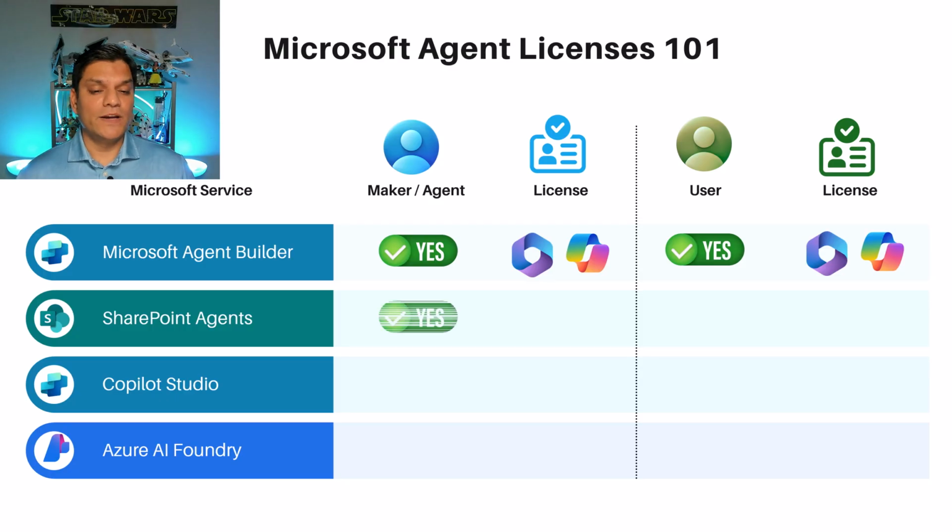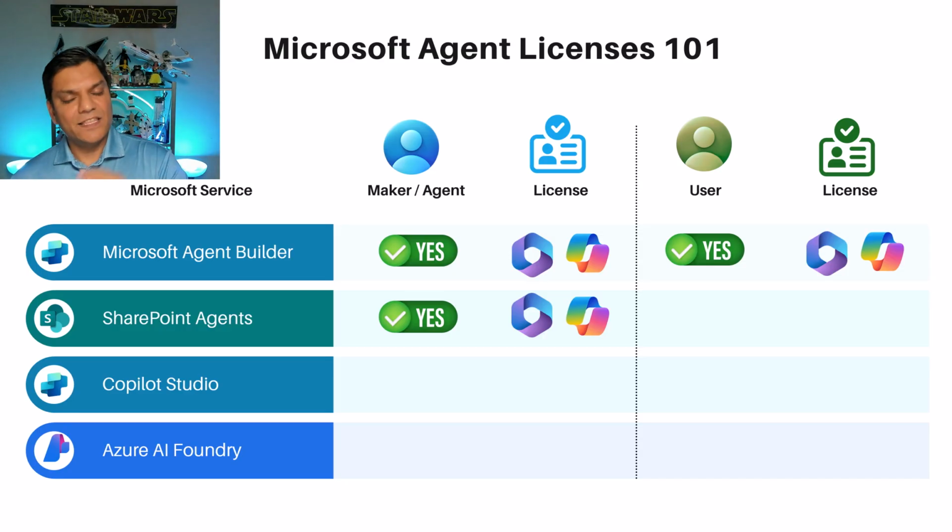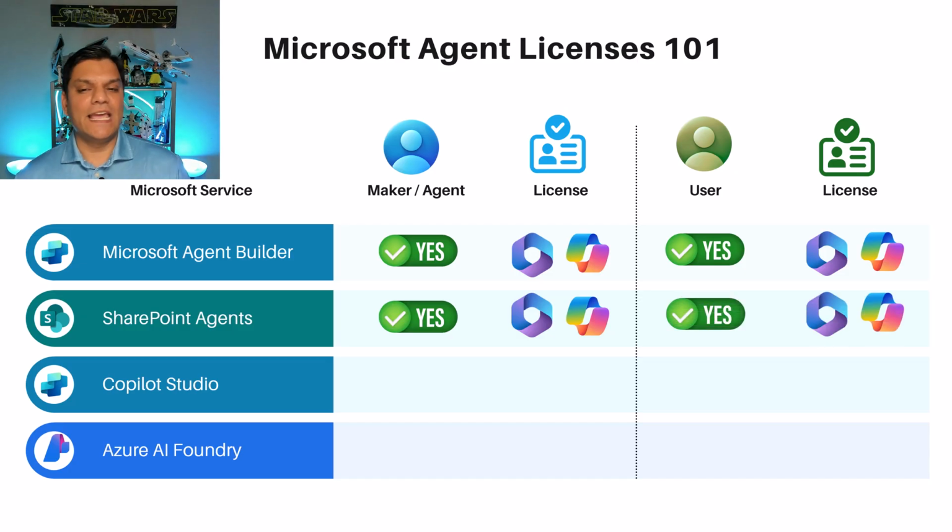Next is the SharePoint Agents. And what's neat is that it is also very similar to Microsoft 365 Agent Builder. The maker does need the license, and that again is a combination of the M365 license and the Microsoft 365 Copilot. The same requirement is there for the end user as well. Needs the Microsoft 365, in addition, also requires the Microsoft 365 Copilot. And the PayG model works over here on the SharePoint Agents as well.